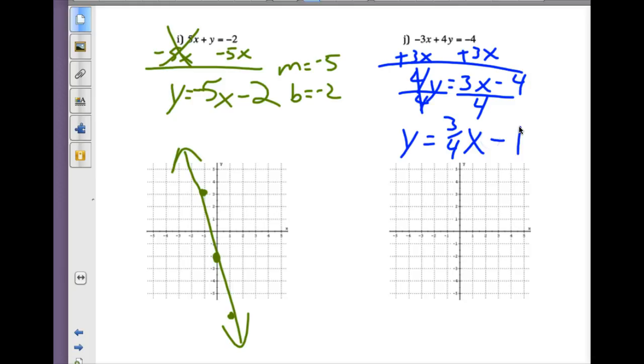Fix it. What's the slope of that line, Vicky? And the y-intercept? Okay. So negative 1, and then a slope of 3/4. 1, 2, 3. 1, 2, 3, 4. And we'll see if the line works.